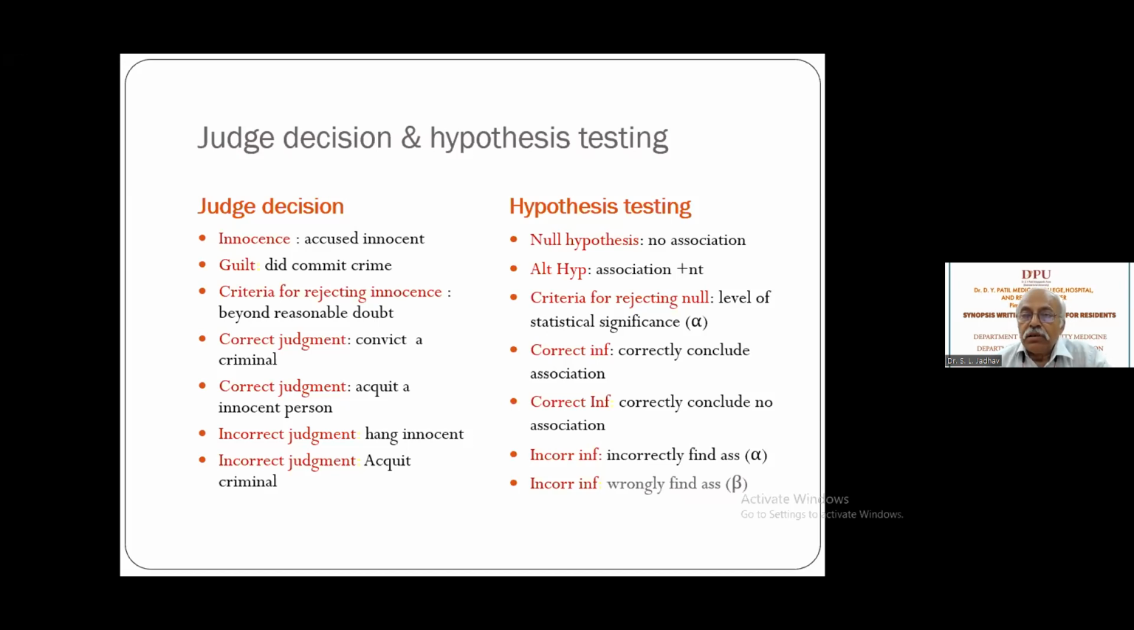Then in a court of law, we can have a wrong judgment, hanging or punishing an innocent person. Similarly, in an experiment, we can commit an alpha error, incorrectly finding an association. So hanging the innocent is alpha error in the court of law, and incorrectly finding an association is alpha error in your research study. Then an incorrect judgment can also be acquitting a criminal. With lack of evidence, a criminal goes scot-free. Similarly, in research also, we can fail to find a difference when there is one.